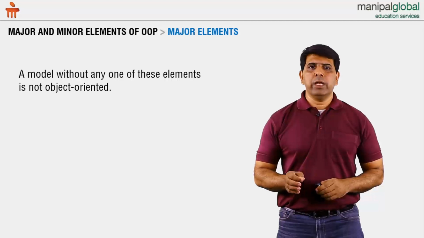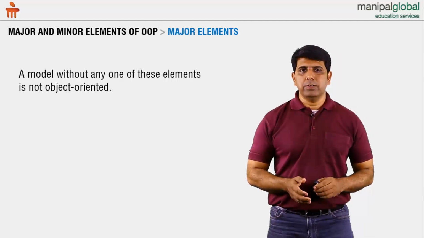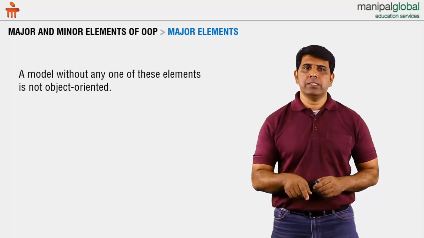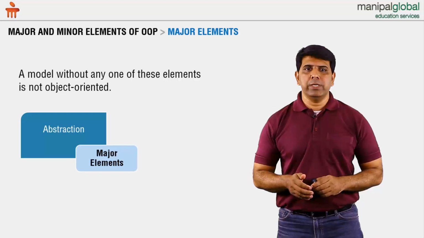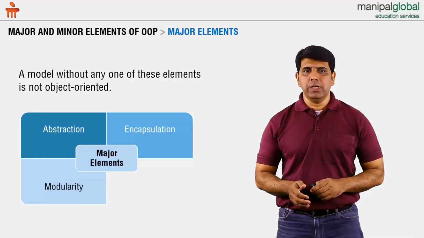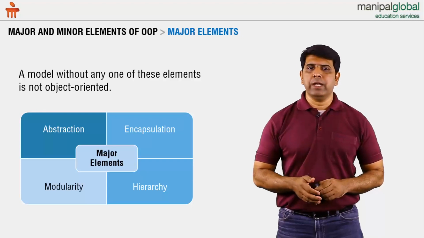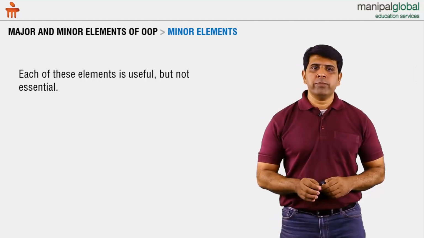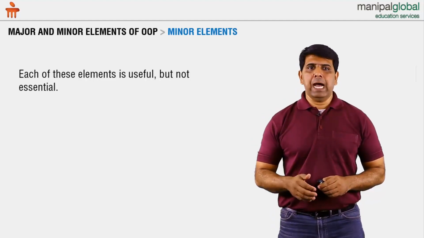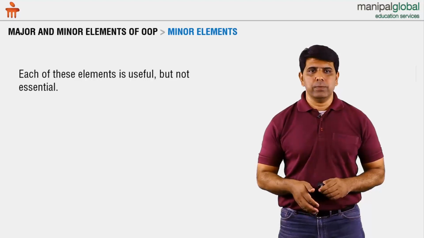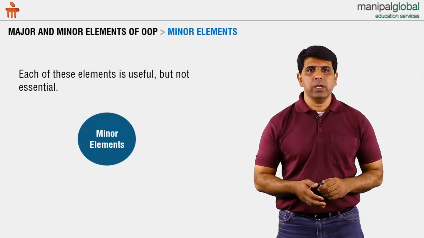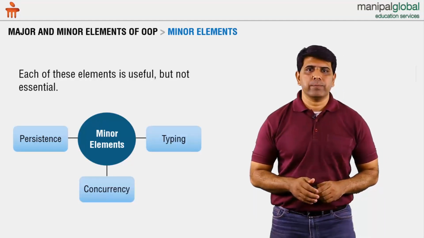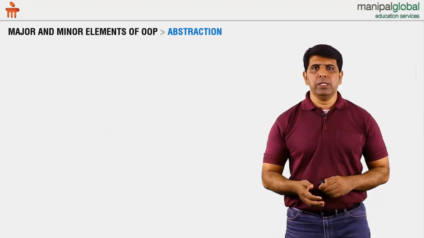A model without any of these elements is not object-oriented. So if you take this and compare it with a programming language, and if this feature is missing, then it's not an object-oriented language. So they are basically abstraction, encapsulation, modularity, and hierarchy. Now there are 3 minor elements too. Each one of them is useful, they add a lot of value, but they're not essential. So some of the programming languages may not have this. Now these are persistence, typing, and concurrency. Now let's look at each one of these in detail.